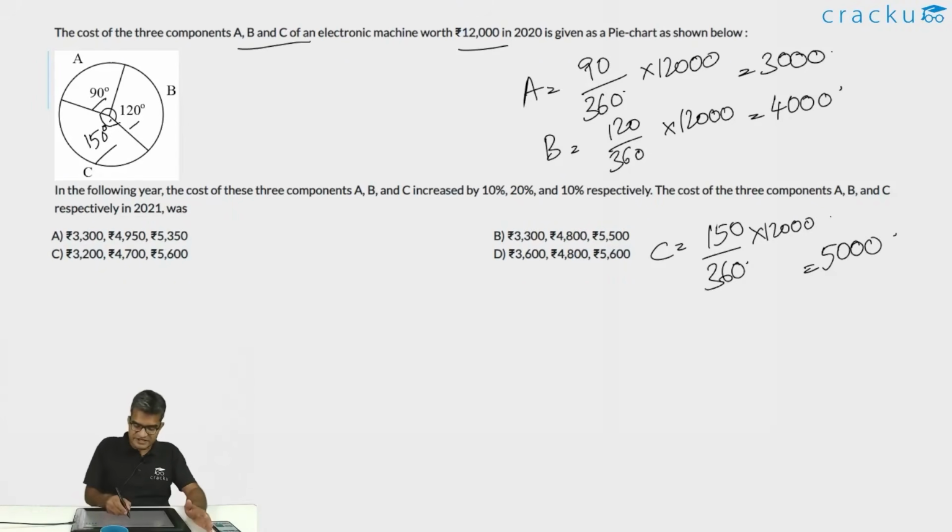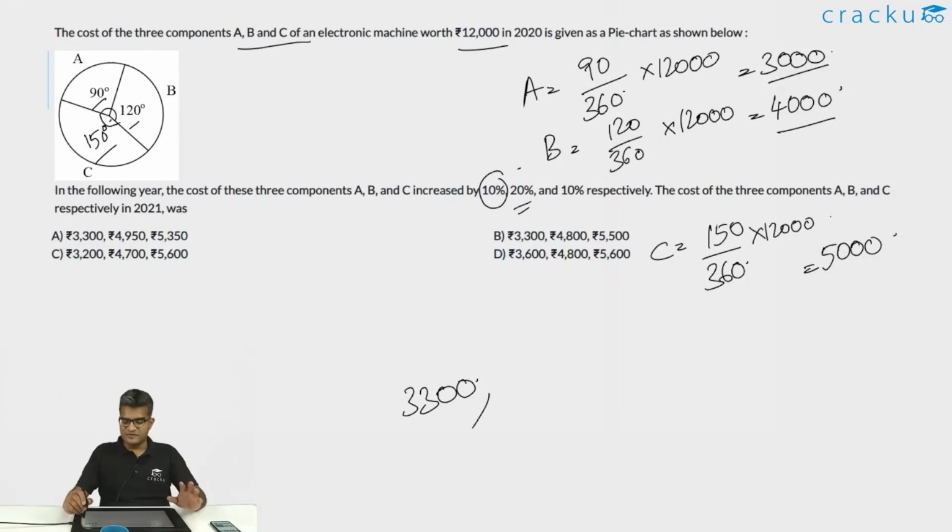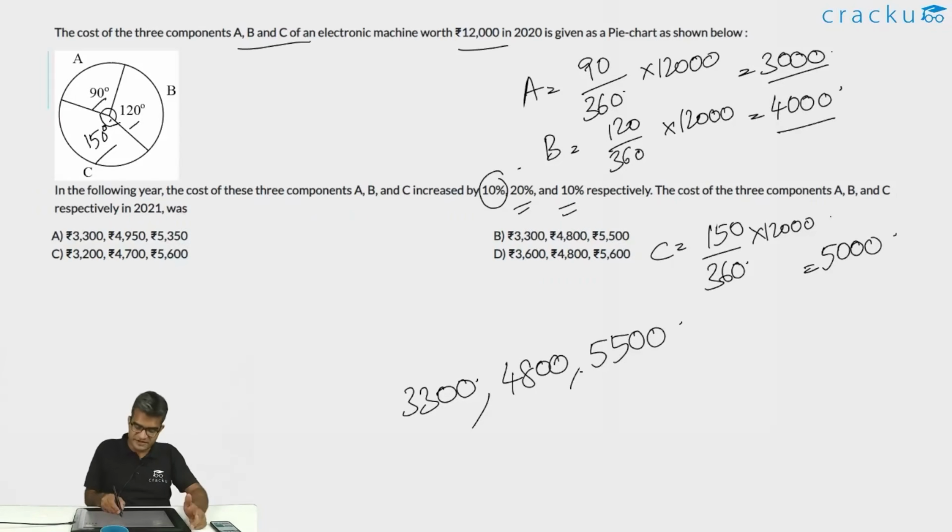Now A, we are told, increased by 10%. It was initially 3,000, it increased by 10%. So the new cost of A is 3,300, which is 3000 into 1.1. B was initially 4000, it increased by 20%. So the cost of B is 4000 into 1.2, which is 4800. The cost of C is 5000, it increased by 10%. So this becomes 5000 into 1.1, which is 5500. So the cost of the three components is 3300, 4800 and 5500, which is option B.